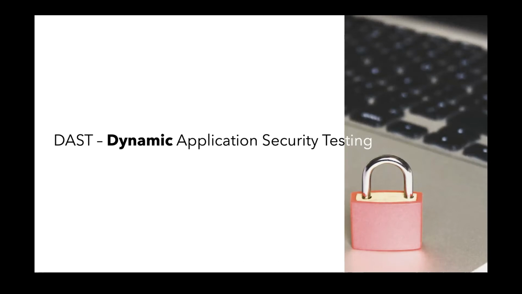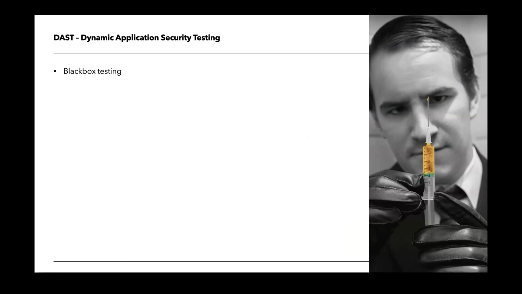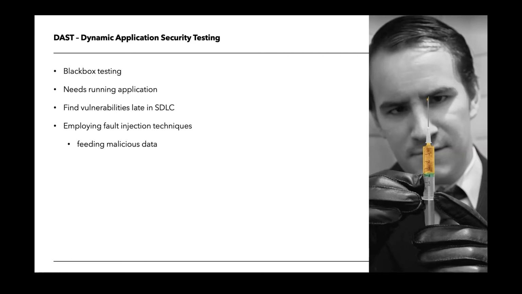Now we talk about DAST, or Dynamic Application Security Testing. DAST is a sort of black box testing. For DAST, you need the running application. There you will find vulnerabilities late in the SDLC. It employs fault injection techniques, so feeding the application with malicious data, and of course with injections like SQL injections or other injections.